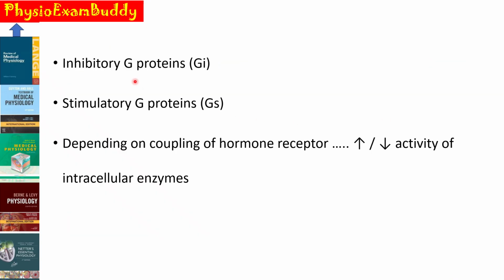And these G proteins can be either an inhibitory G protein, which is commonly referred to as Gi, or a stimulatory G protein, usually represented as Gs, that is S for stimulatory and I for inhibitory G protein. And depending upon the coupling of this hormone receptor, there can be either an increase or decrease in the activity of the intracellular enzymes, to which the alpha subunit will come and bind.